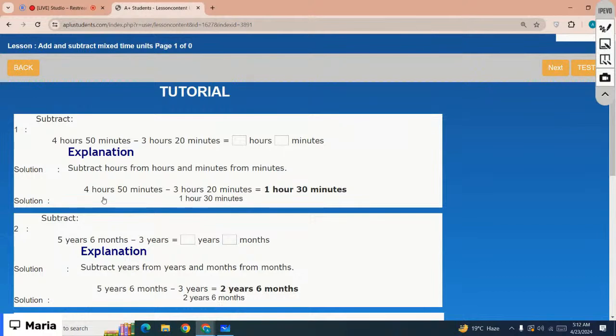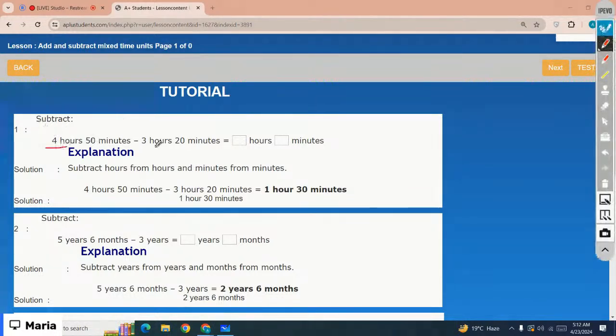4 hours 50 minutes minus 3 hours 20 minutes. So you always add like same units, right? So you subtract hours from hours. You have to do 4 minus 3 is 1 hour, and then you subtract minutes from minutes. 50 minus 20 is 30. That is 1 hour and 30 minutes. Got it? Okay, let's just start with the test questions.